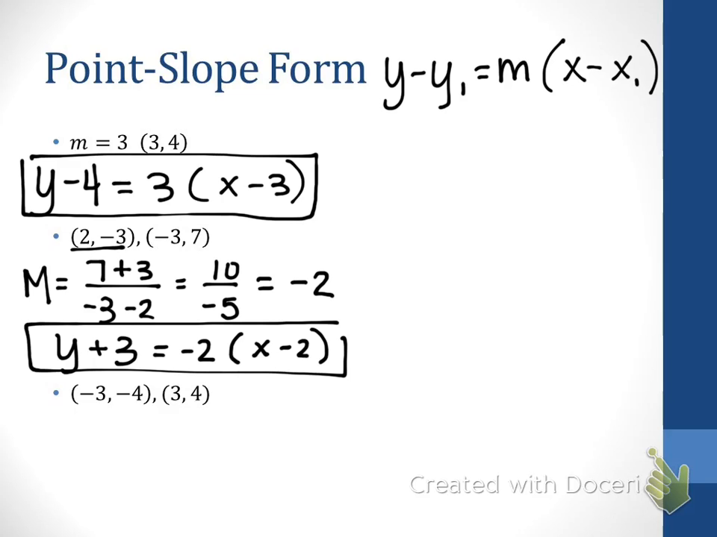Same exact thing we want to do to the last problem here. M equals 4 plus 4 over 3 plus 3. I'm left with 8 over 6, which is 4 over 3. Could I ever leave that as 8 over 6? No. Could I ever leave that as 1 1/3? No, never, because we're dealing with slope. So what am I going to write as my final answer, Caitlin?